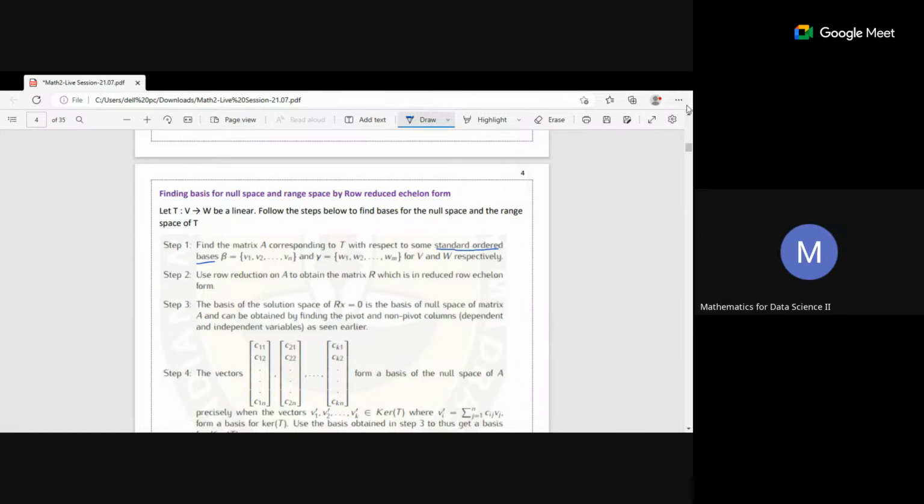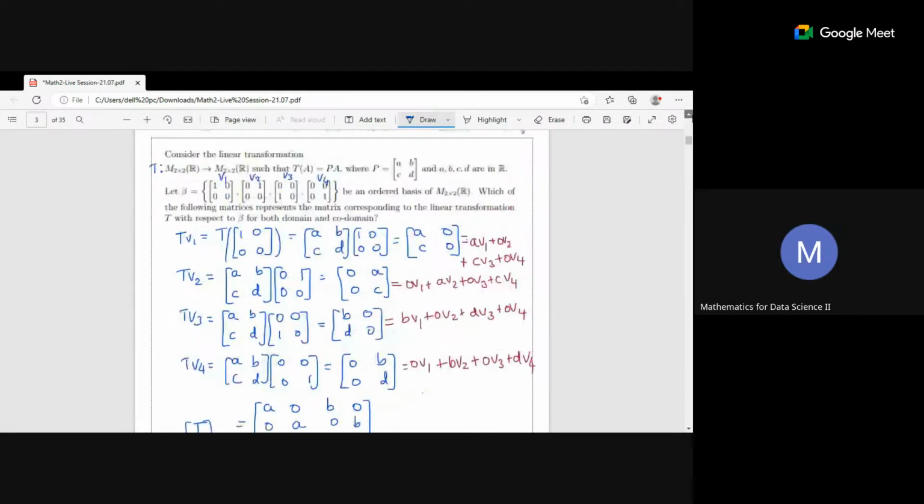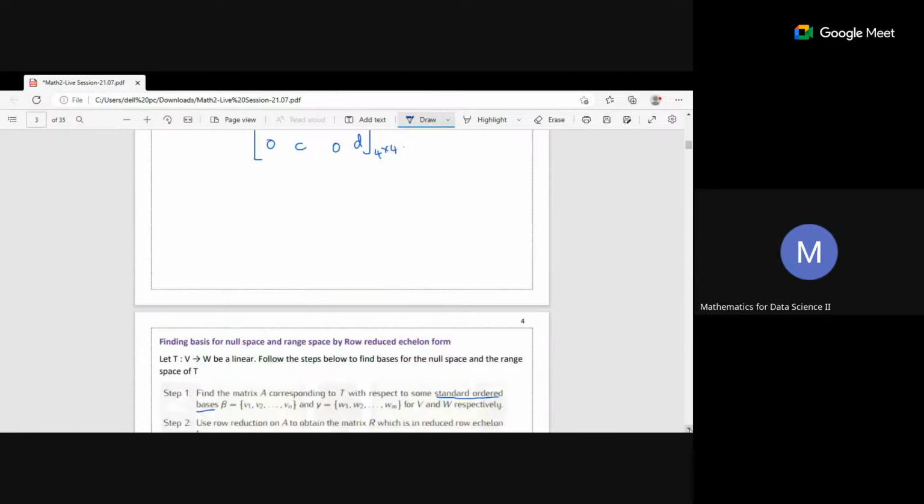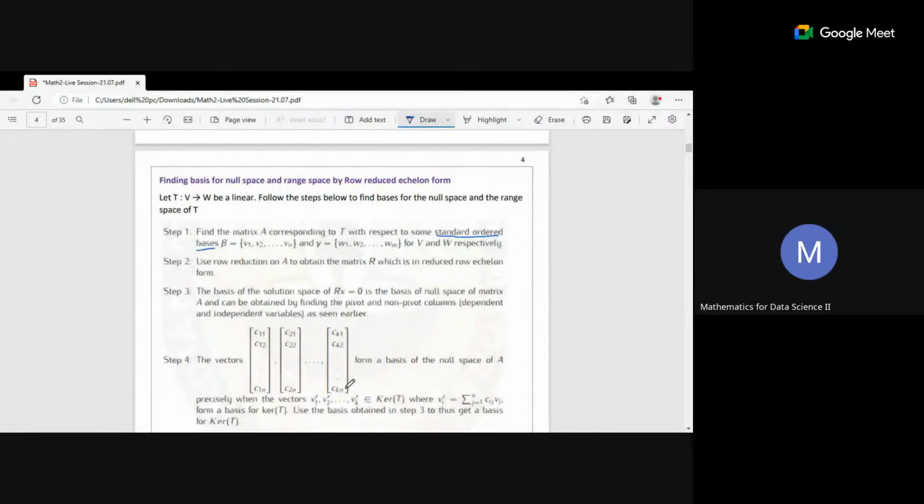In the case of matrices, for example for 2 by 2 matrices, this is the standard ordered basis. So if it is the matrix case, don't wonder what it is. This is called the standard ordered basis for 2 by 2 matrices. In the same way you can generate it for 3 by 3, 4 by 4, any matrices. Okay, fine. So after you find the matrix, you do row reduction and find the reduced row echelon form for this matrix A, and call it R.